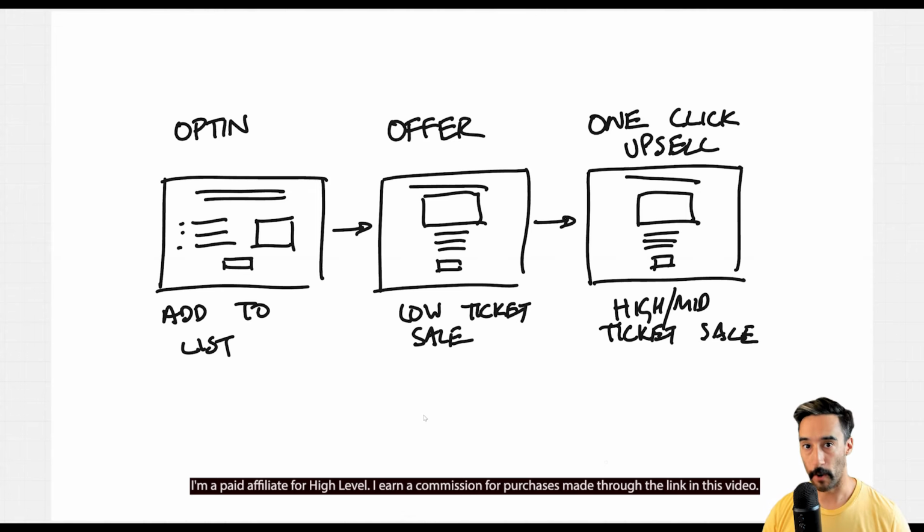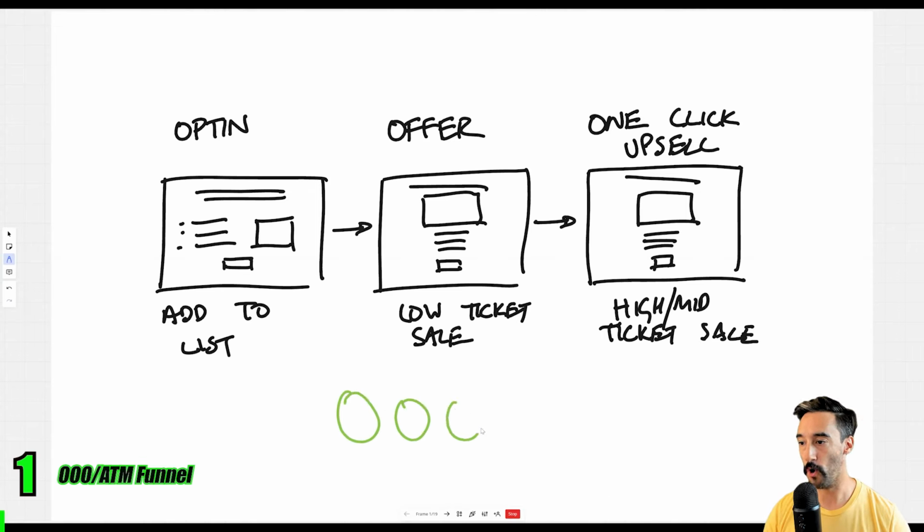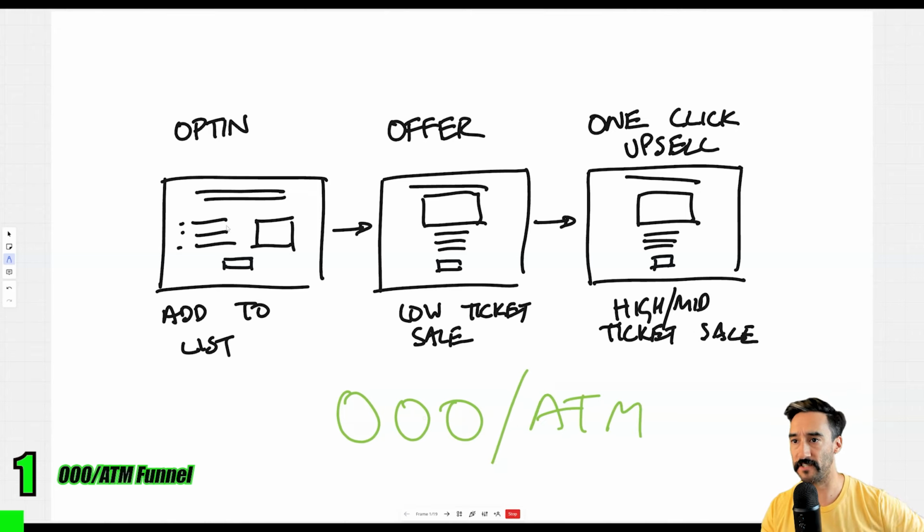Okay, so I'm going to go over 19 types of funnels. The first one is what we call an OOO funnel, sometimes called an ATM funnel. OOO stands for opt-in, offer, and one-click upsell. ATM either stands for ascending transaction model or attention trust monetization.